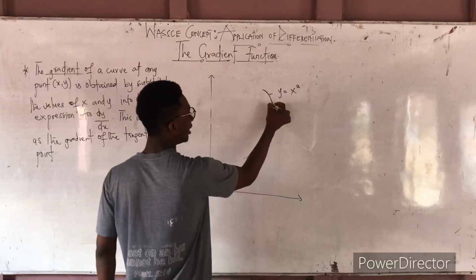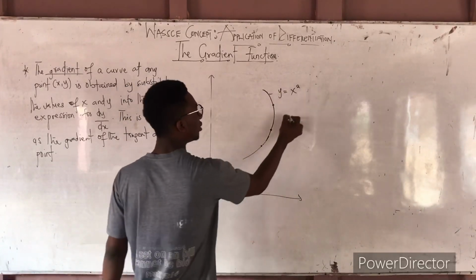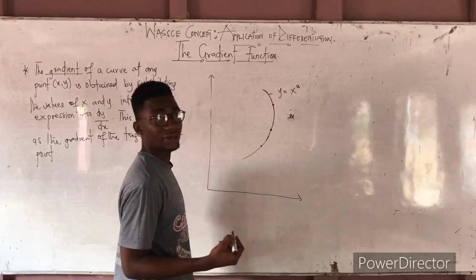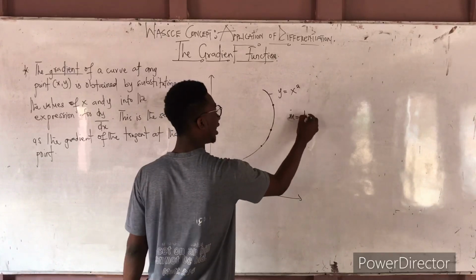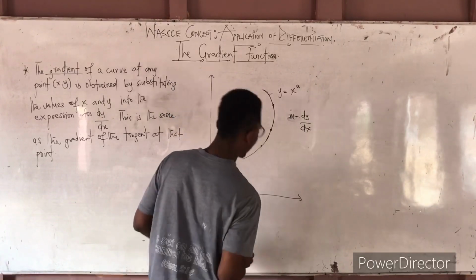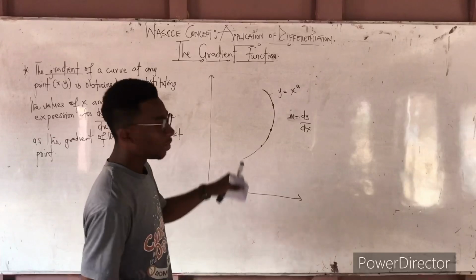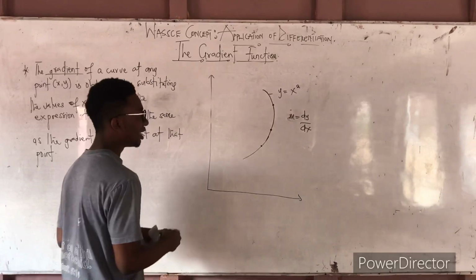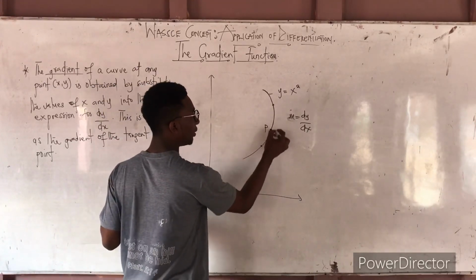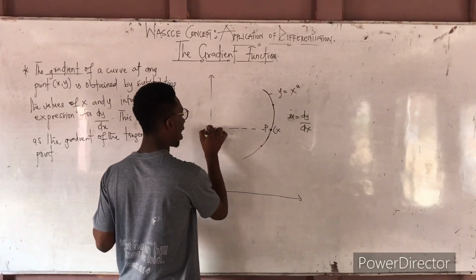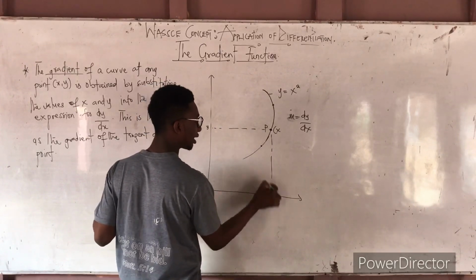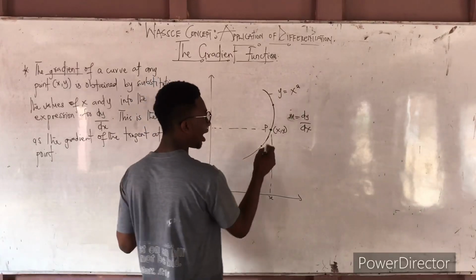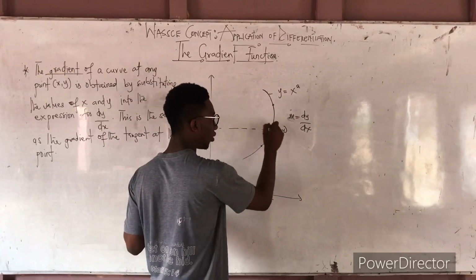The gradient at each point on the curve, which we always represent as m, is the same as the expression we get for dy/dx. So if you have a function, let's say y equals x squared, and you have to find the gradient at a particular point, let's say this is point P with coordinates (x, y), you are asked to find the gradient at this particular point on this curve.